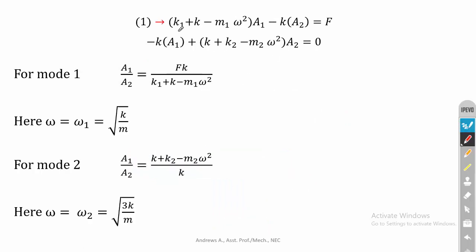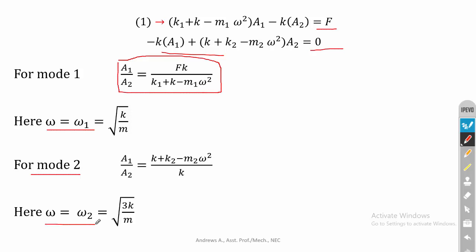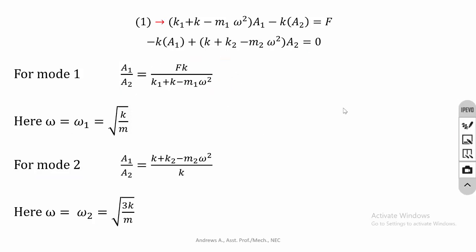Then the amplitude ratio. Okay, so for the first equation F will be there, and in the second equation 0, because there is no external force acting on mass 2. So when we calculate A1 by A2, the equation will be F k divided by k1 plus k minus m1 omega square. Okay. So this is for mode 1, and we know that for mode 1 omega is equal to omega 1, that is equal to root of k by m. Then for mode 2 it is the same, A1 by A2 is equal to, using the second equation, k plus k2 minus m2 omega square divided by k. And we know that for mode 2 omega is equal to omega 2, that is equal to root of 3k by m. Okay. So this is the amplitude ratio for forced vibration systems.